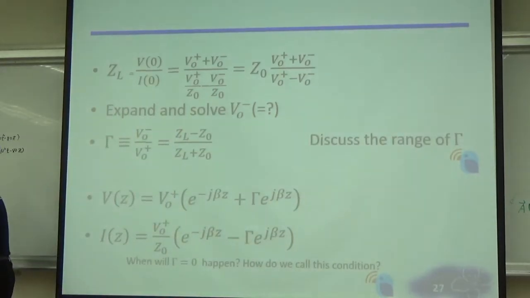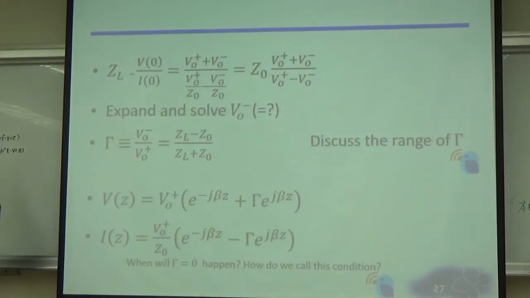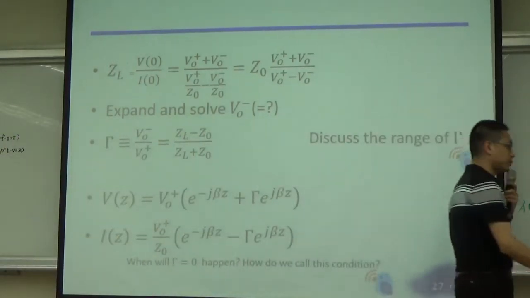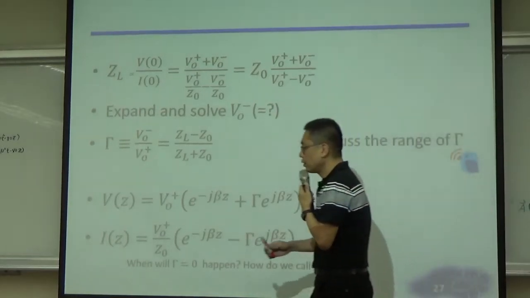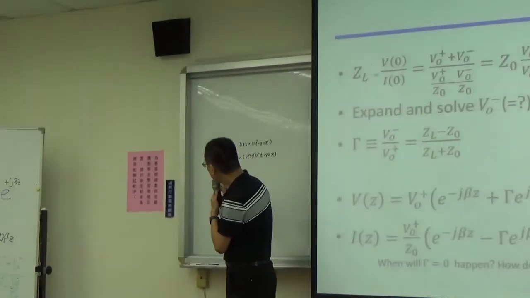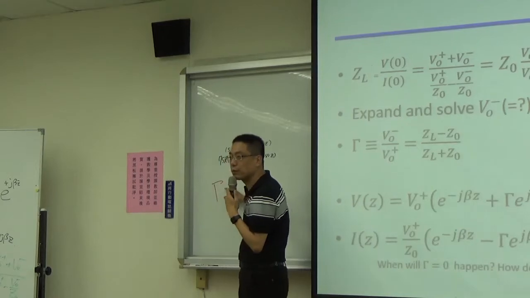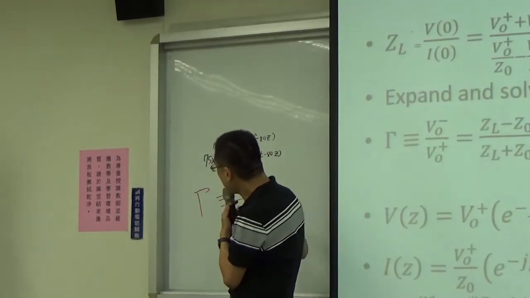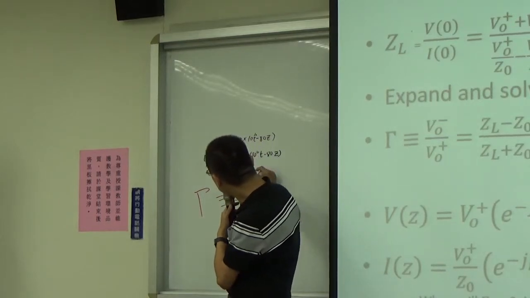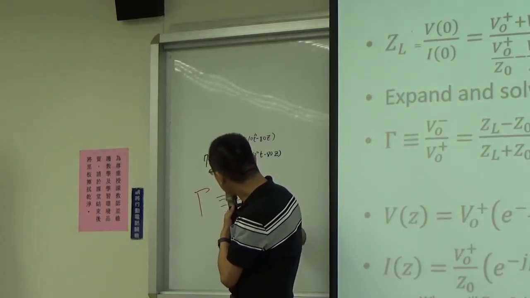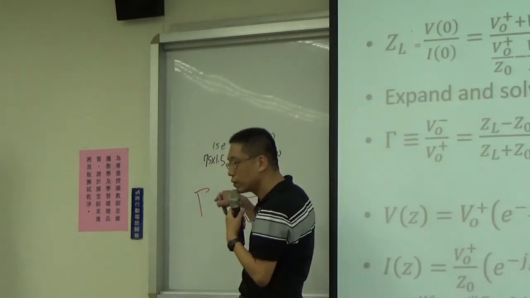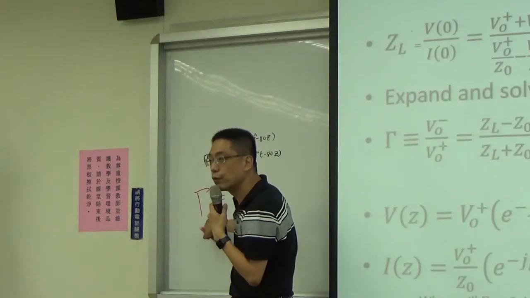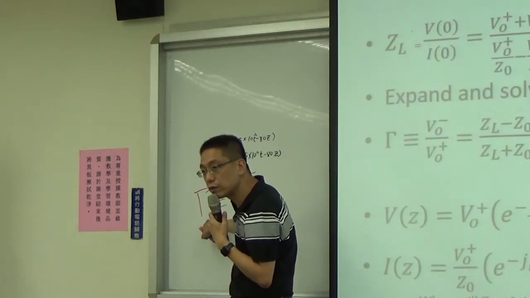What is the red color? If your reflection coefficient gamma is defined as your reflected wave over your incident wave, this is your reflection coefficient.